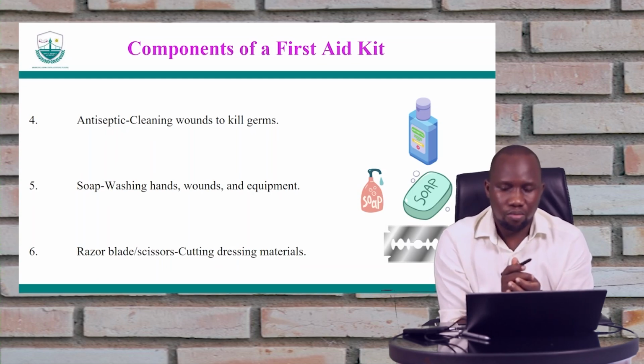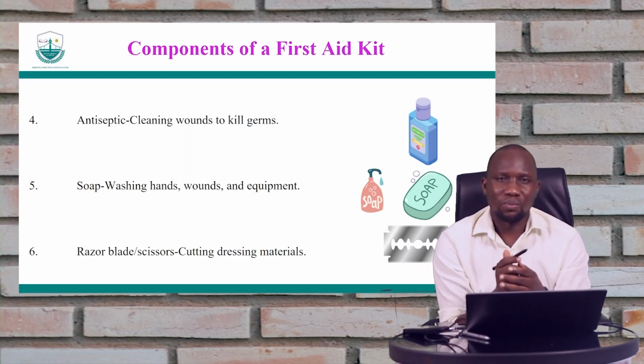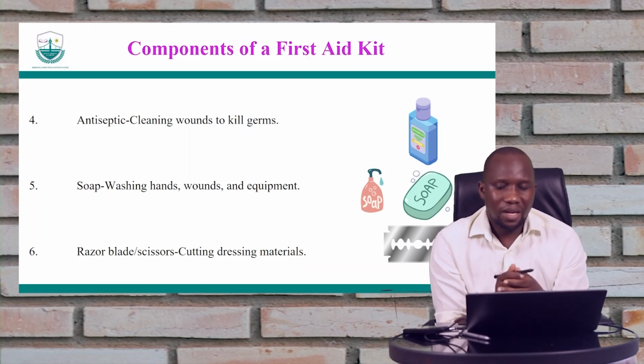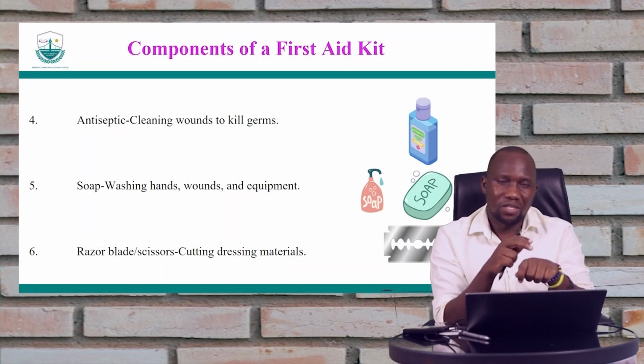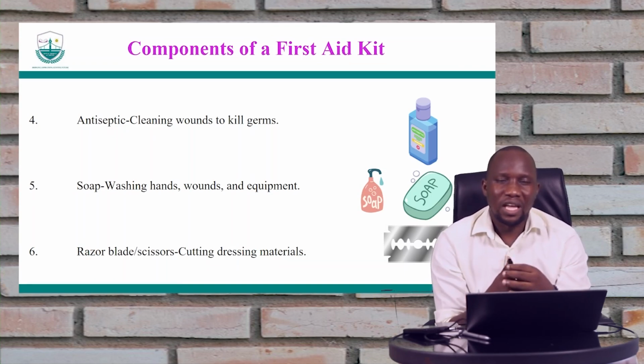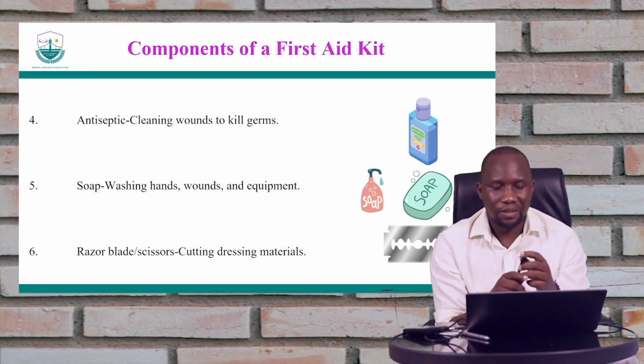And then we have soap. Everyone knows what soap is used for: cleaning your hands, the wound, and even the equipment. Razor blade, if you want to use the gauze that we talked about, you may have to cut part of it and cover the wound. Even for the bandage, even some fragments of the wound may need to be cut off so that you dress the wound properly. What we call dressing material are the things that you use to cover the wound. The gauze is an example of a dressing material.